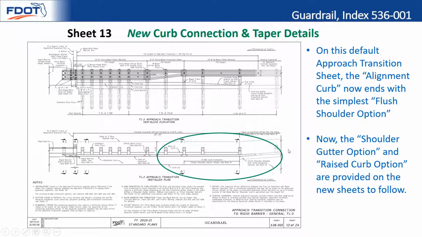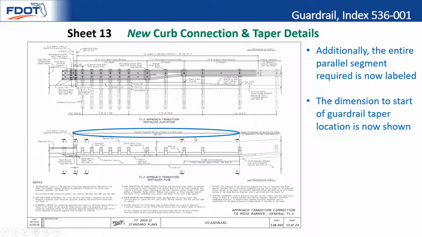Because of that, we now show as a default that this alignment curb now ends with the simplest flush shoulder option. So it's basically ending with a no curb option by default on this sheet. So that's one change, whereas before we had showed an example of a shoulder gutter option. Now the shoulder gutter option and the raised curb option are going to be provided on this next sheet to follow. So we modified this to show the simplest option.